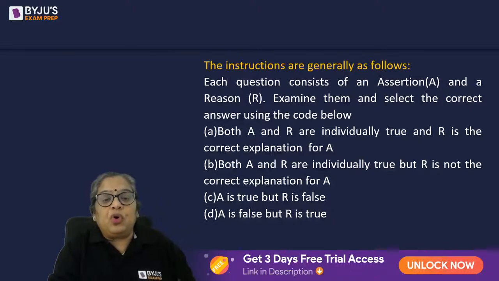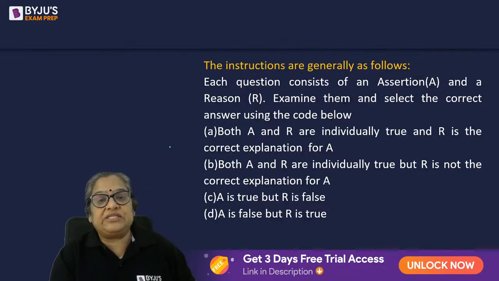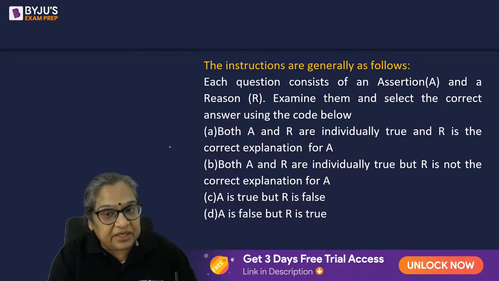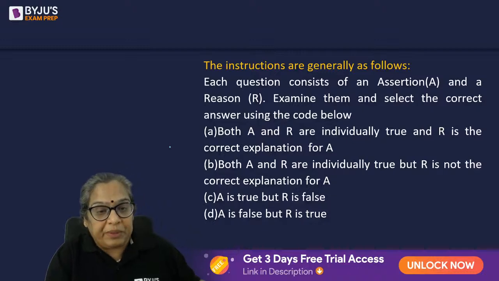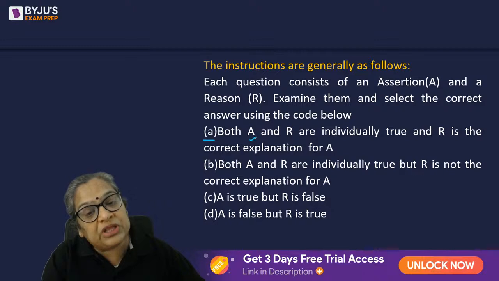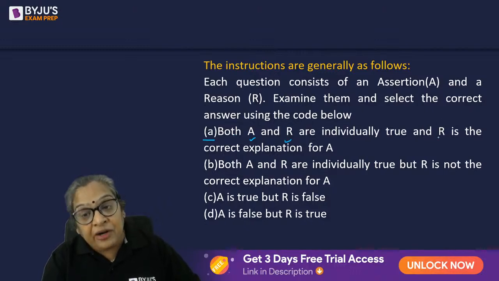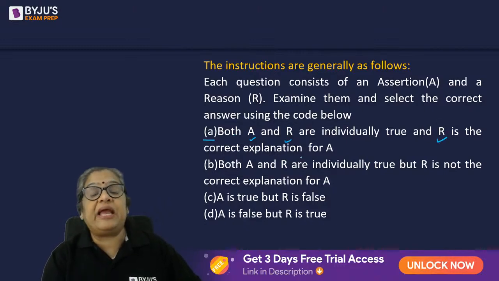All right. So this is what the code looks like. Each question consists of an assertion and a reason. Examine them and select the correct answers using the code below. The first one is generally: mark A if both the statements are correct individually. They are facts. There's nothing wrong with them. And also if R explains A.